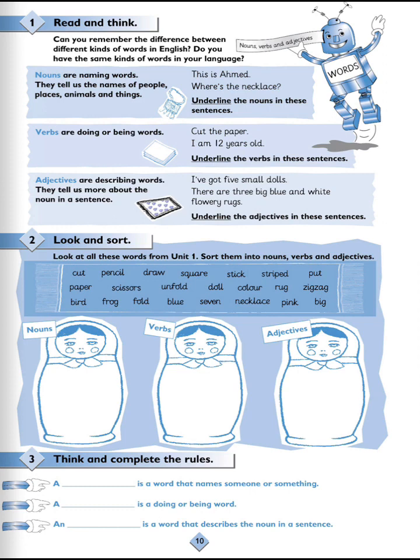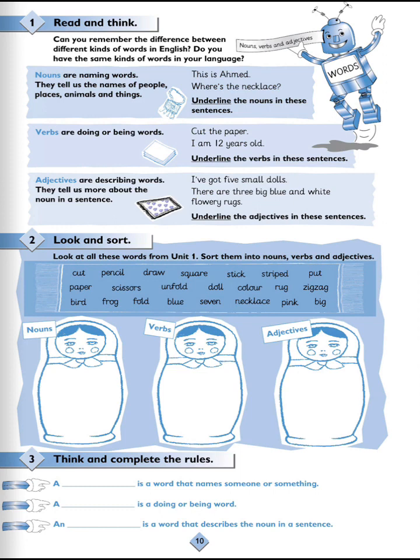The last type of words are adjectives. Adjectives are describing words. They tell us more about a noun in a sentence. Let's see the examples. I have got 5 small dolls. There are 3 big blue and white flowery rugs. Underline the adjectives in these sentences. Small, big, blue, white, flowery.